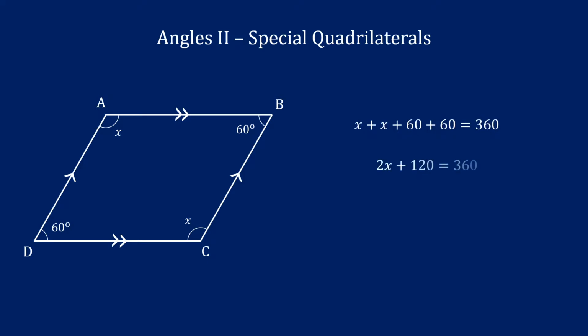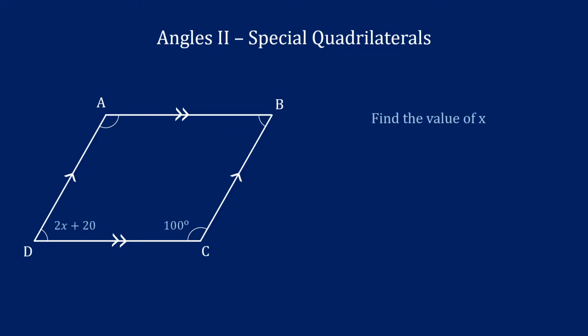Collecting like terms, this will give me 2x plus 120 equals 360. Take away 120 from both sides, you get 2x equals 240. Divide both sides by 2, you get that x is equal to 120 degrees. Easy peasy. Alright, 3 more questions, let's go.